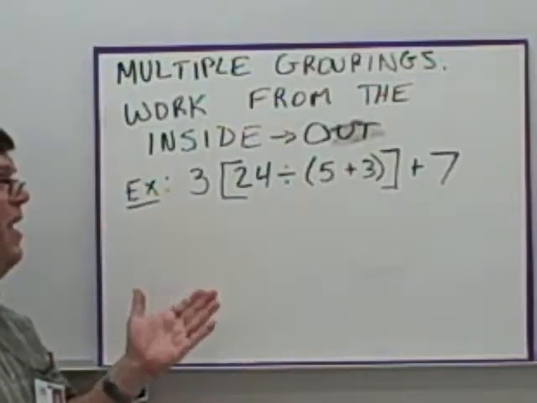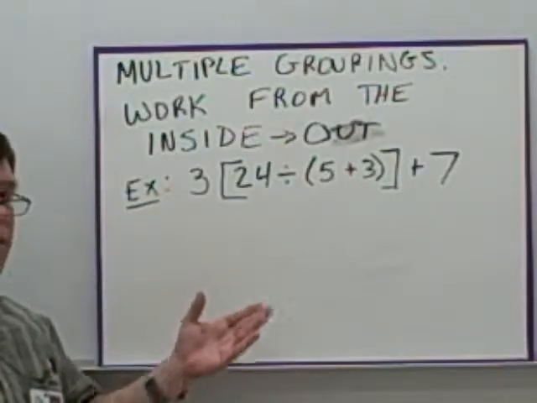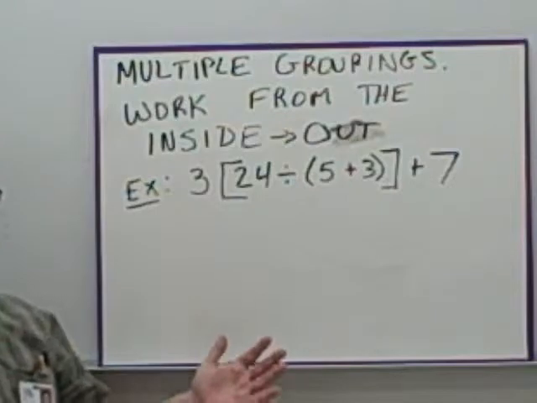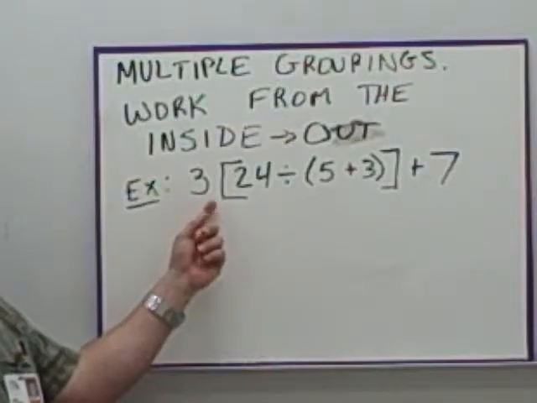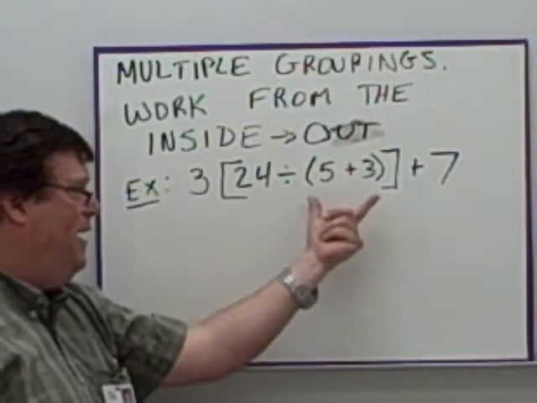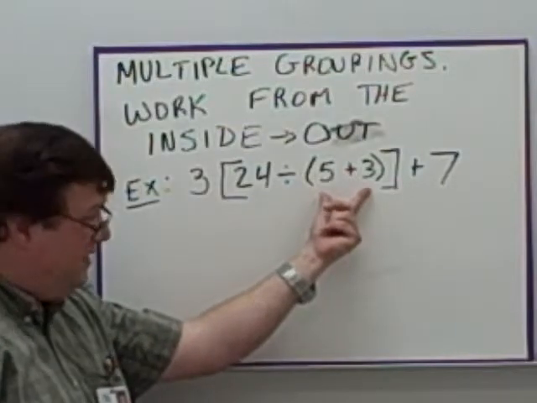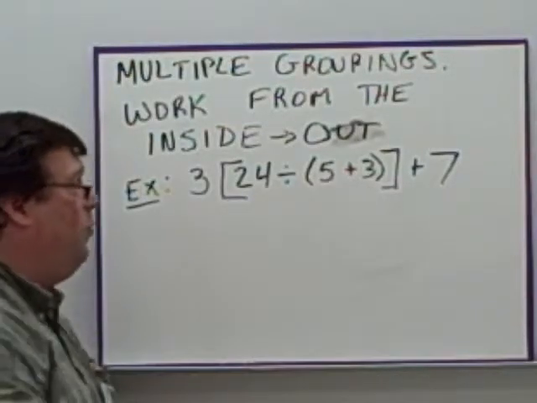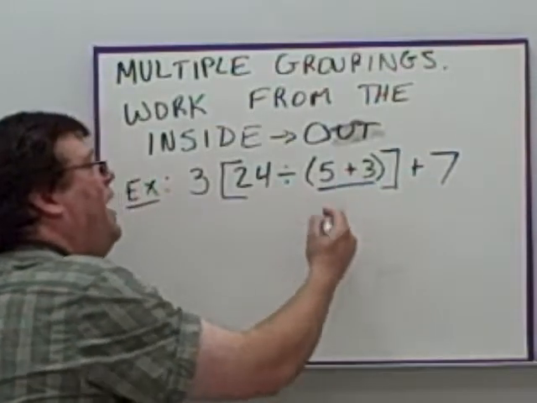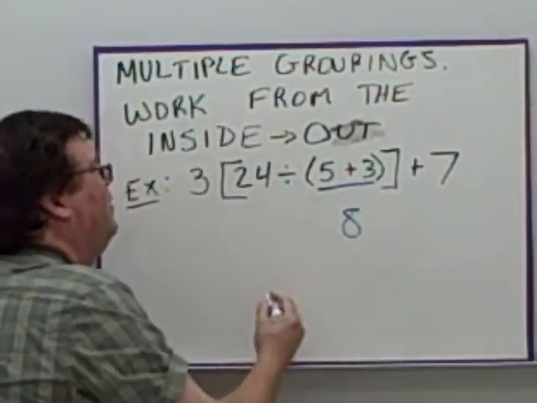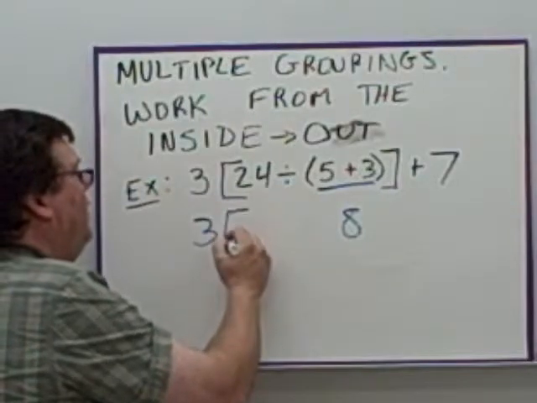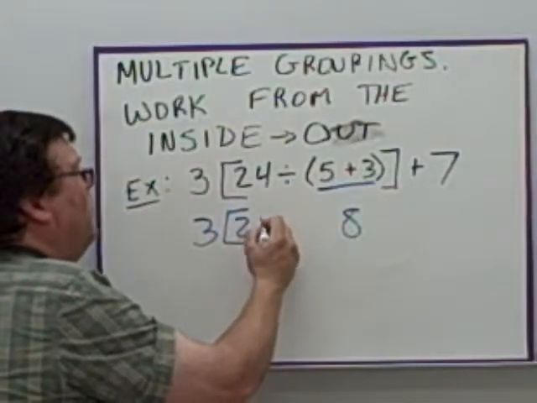Multiple groupings. When you have multiple groupings, you need to work from the innermost grouping to the outermost grouping. Here I've got the square brackets and I've got a set of parentheses. The set of parentheses are inside the innermost set, so I'm going to work with that first. So I'm going to do the 5 plus 3, which is going to give me 8. Everything else stays the same. The bracket there stays the same. The 24 here stays the same.